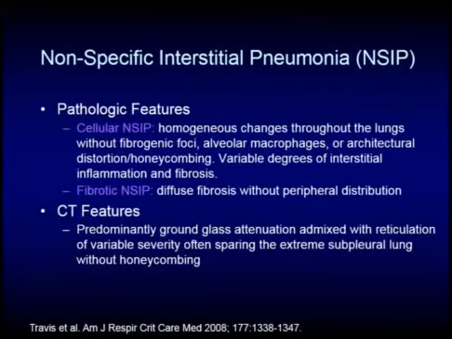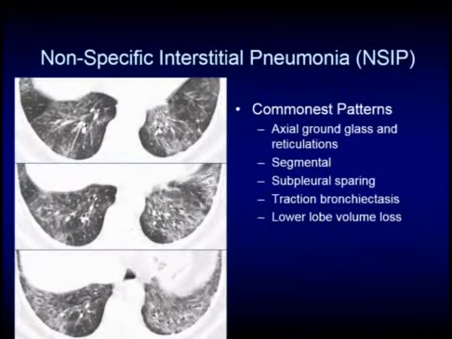What we see on CT is predominantly ground glass admixed with reticulation of variable severity, and in many cases, it will spare the subpleural periphery, or the very edge of the lung, in about 66% of cases. So here we see again a more axial disease, meaning the center of the lung is involved, or the center of the lobe. And we see a lot of ground glass, and the ground glass outweighs the degree of reticulation here, right?